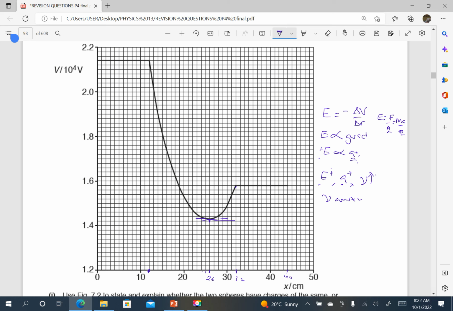Then after 26 centimeters, that is between 27 and 31, you see that the graph is going upwards, meaning the gradient is increasing, and it is also positive. A positive gradient, when I multiply by this negative, means E is now negative, which means the acceleration is now negative. A negative acceleration means a deceleration, so the speed is decreasing. And of course, after 30, at 32, the speed will still be decreasing.